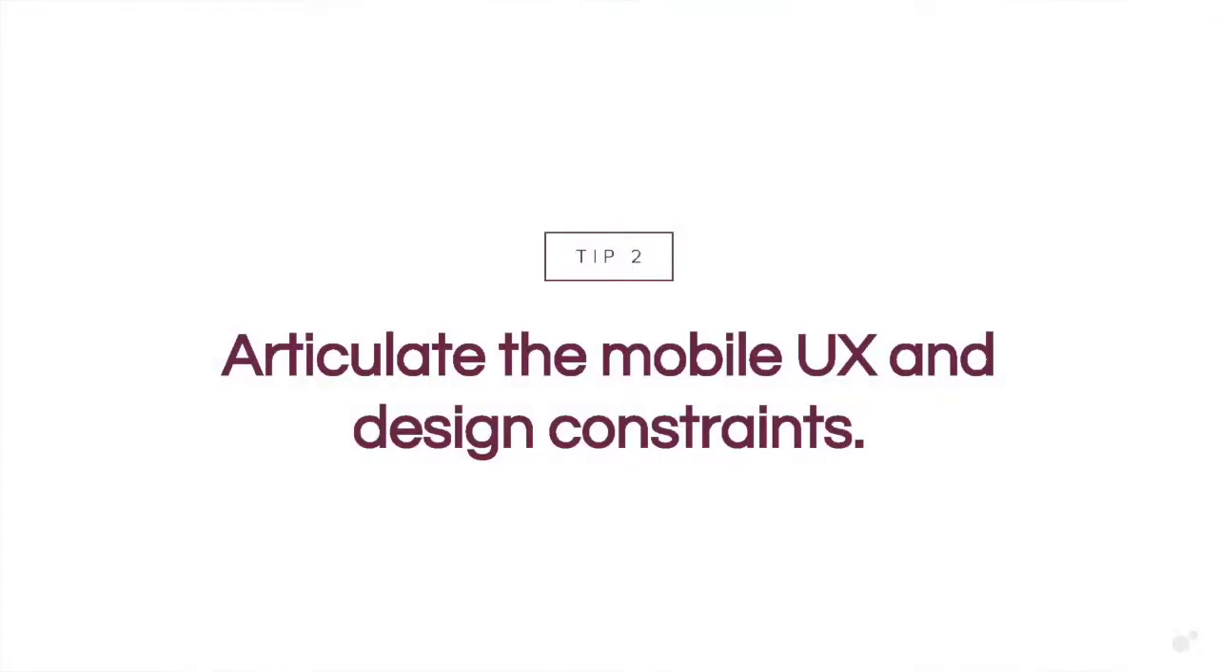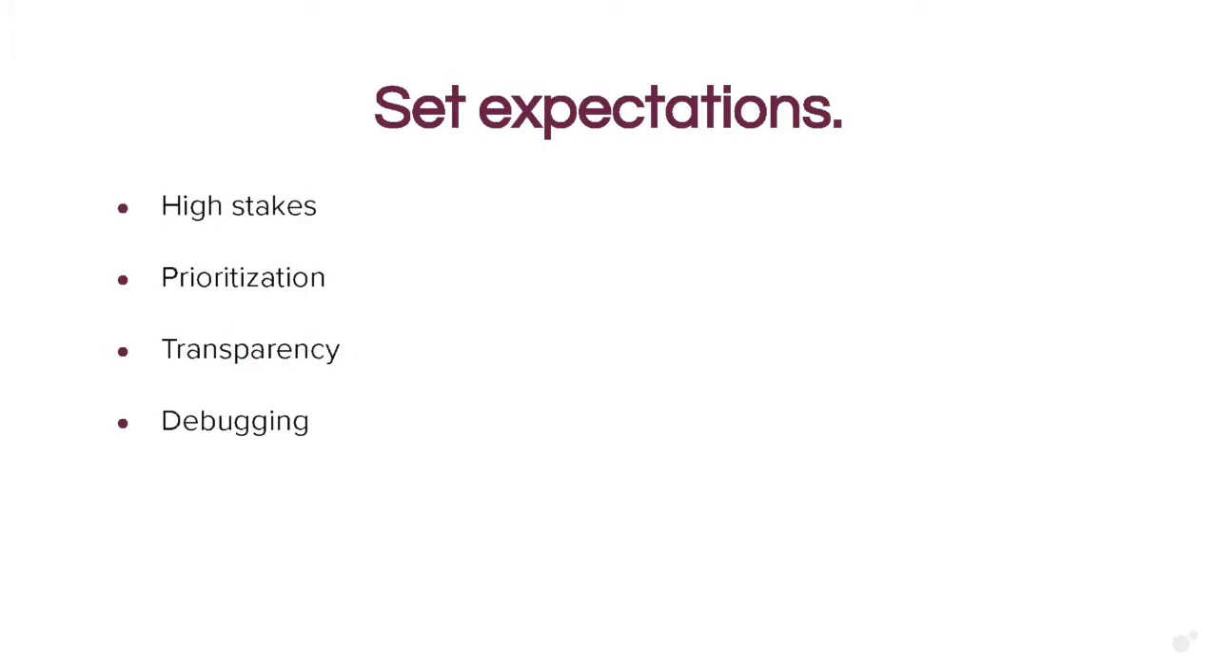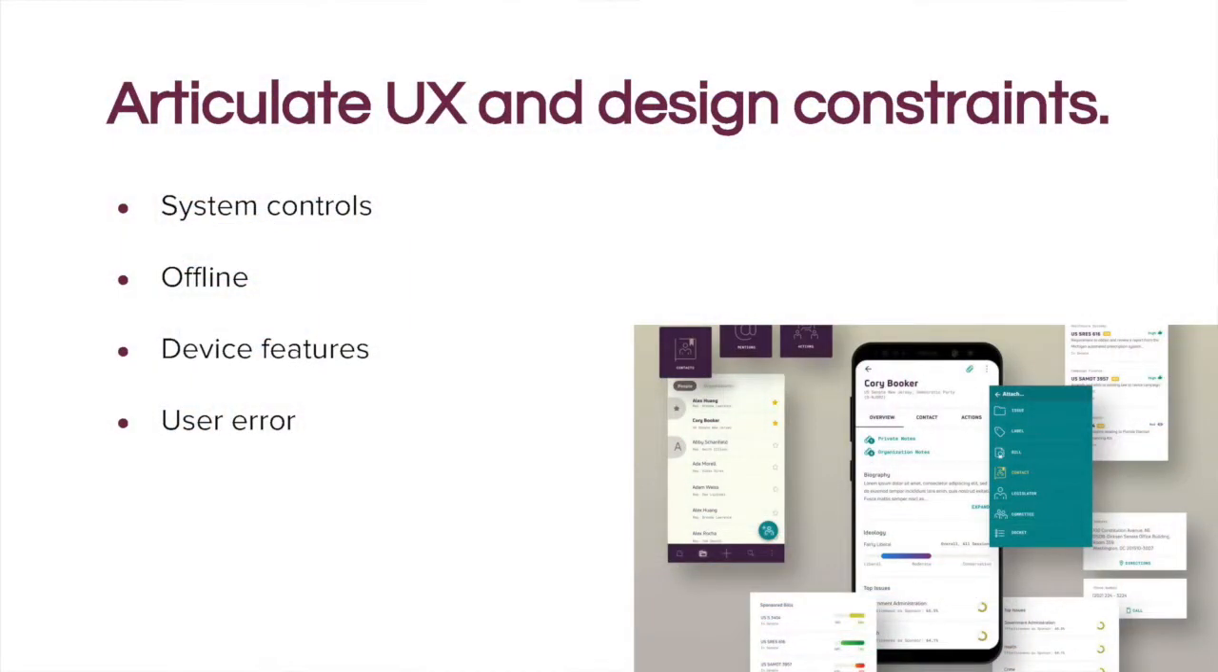Tip 2 is to articulate the mobile UX and design constraints. The web has fewer constraints than mobile, so designers and developers are working with standard conventions on desktop as opposed to protocols. But for mobile, material design, systematic controls, and expected user flow dictate a lot of how you need to build and use an app. So for example, what do the system buttons on your device do within the app?